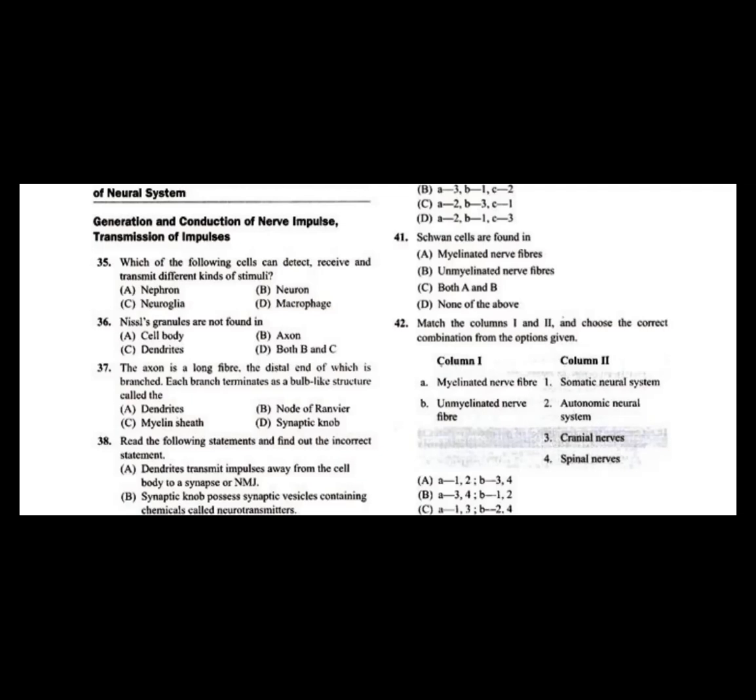Question number 37. The axon is a long fiber, the distal end of which is branched. Each branch terminates as a bulb-like structure called the axon terminals, which end with a bulb-like structure that we call the synaptic knob. Question number 37, answer is synaptic knob. D answer, students. Because dendrites are not in the distal end, they are on the proximal end.